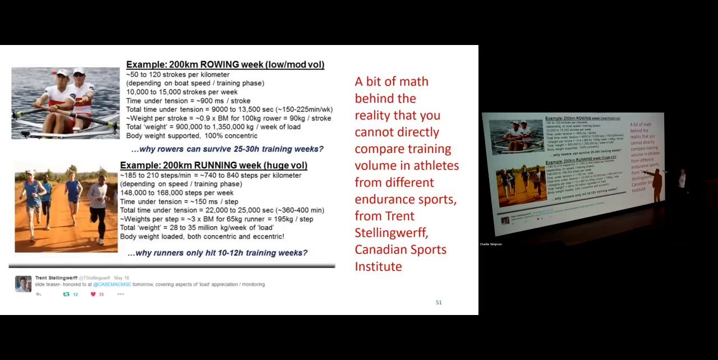Then he looks at the runner, smaller, but he's at about 190 steps per minute. His time under tension is 150 milliseconds instead of 900 milliseconds. The weight per step, it comes out to 28 to 35 million kilograms per week if you do the accounting this way. And he's just arguing, he's saying, hey, is this why the runner can do 25 to 30 hours in peak weeks? The rower is at 10 to 12. And they're both world class.